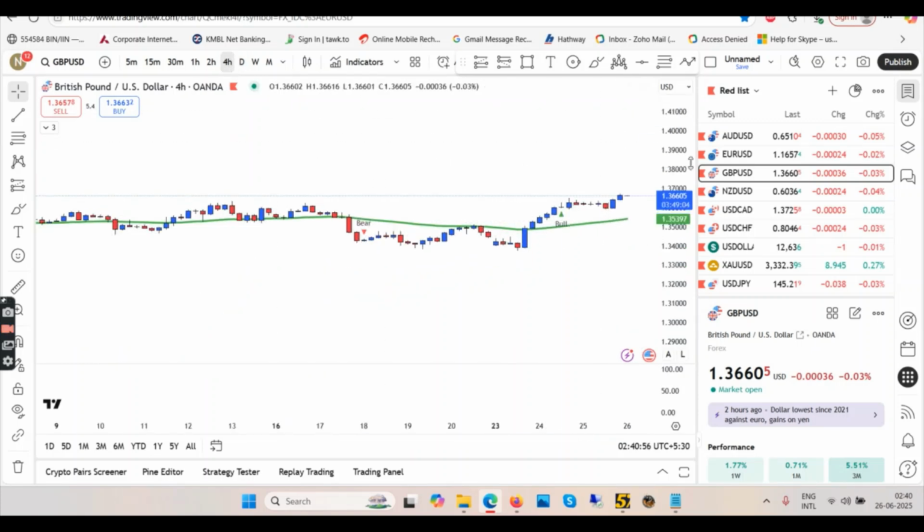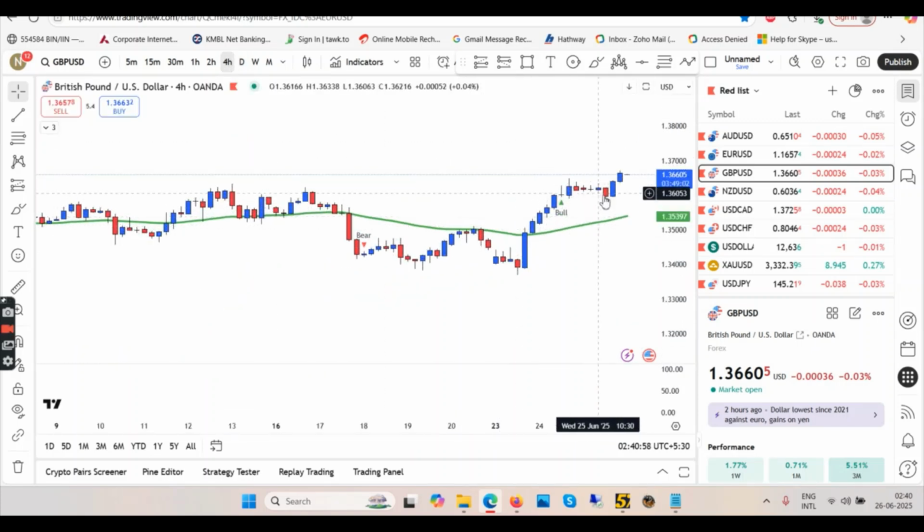Your entry is supposed to come from 4 hour. In 4 hour, we broke above the EMA. Then we did not take a pullback. Hardly we took a pullback of maybe 15%. From here till here, maybe 10% pullback, and then we had a long blue candle, and then now we are going up. So our entry should have been here. This was your entry candle in 4 hour, and if you enter here, your take profit should be 3720.